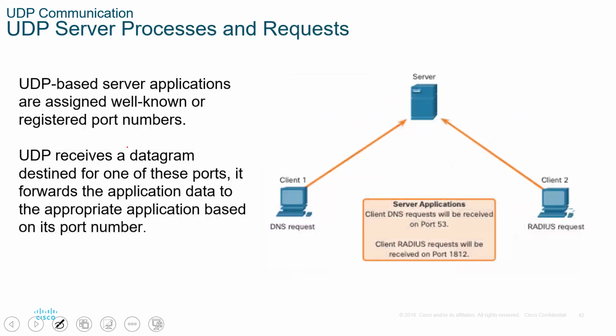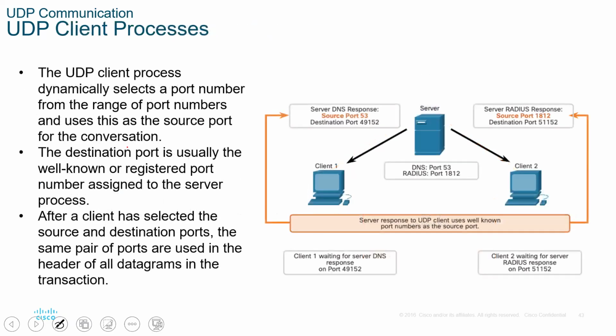So UDP-based server applications are well known for their registered port numbers. UDP receives a datagram destined for one of the three ports. It forwards it to the appropriate application based on its port number. That's how it works. So how does the client do its processes?